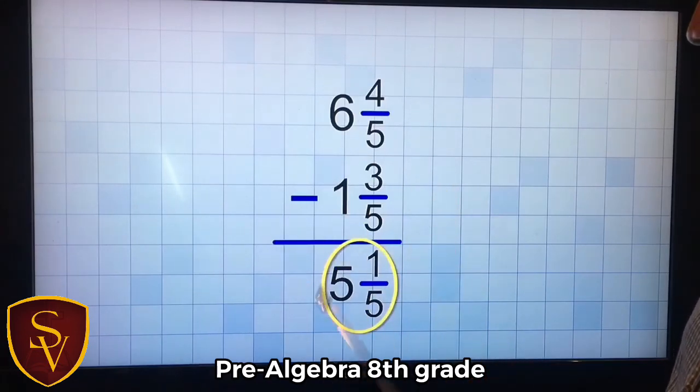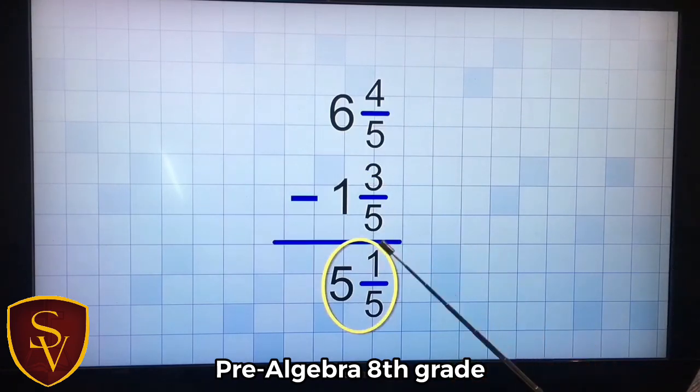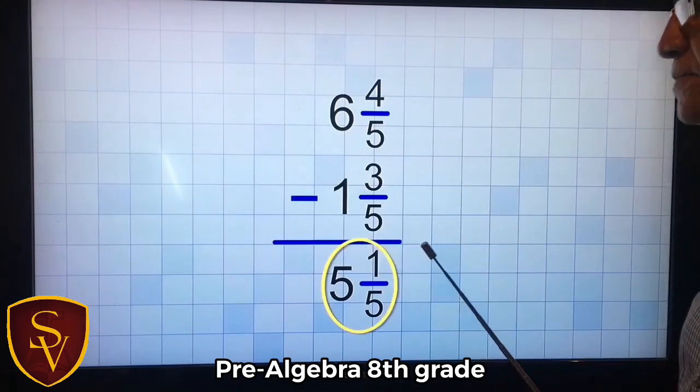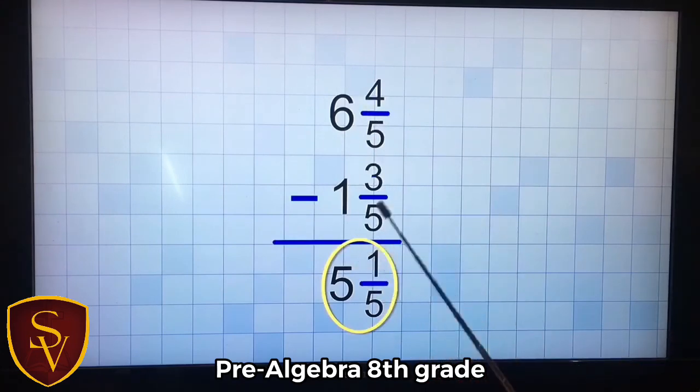I have to be very careful because I cannot subtract a bigger number from a smaller number. In that case, I would have to borrow a number from the next digit, which will be another example in the next lesson to follow.